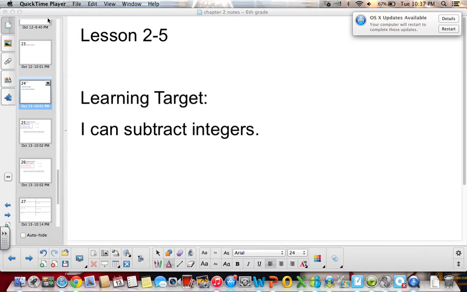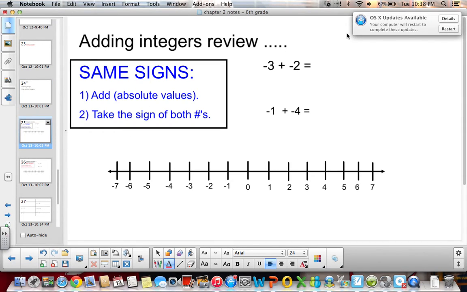Hi, sixth graders. We're on lesson 2.5, which is subtracting integers. If you want to continue on from your notes from adding integers, that would be fine. Otherwise, start a fresh new page, write lesson 2.5, I can subtract integers on the top with your date. We are going to do a very quick review on adding integers.